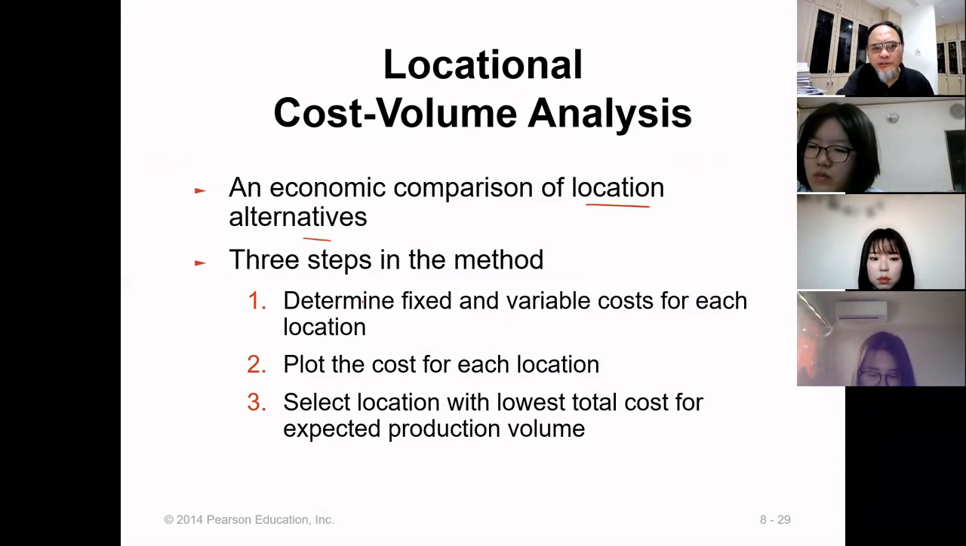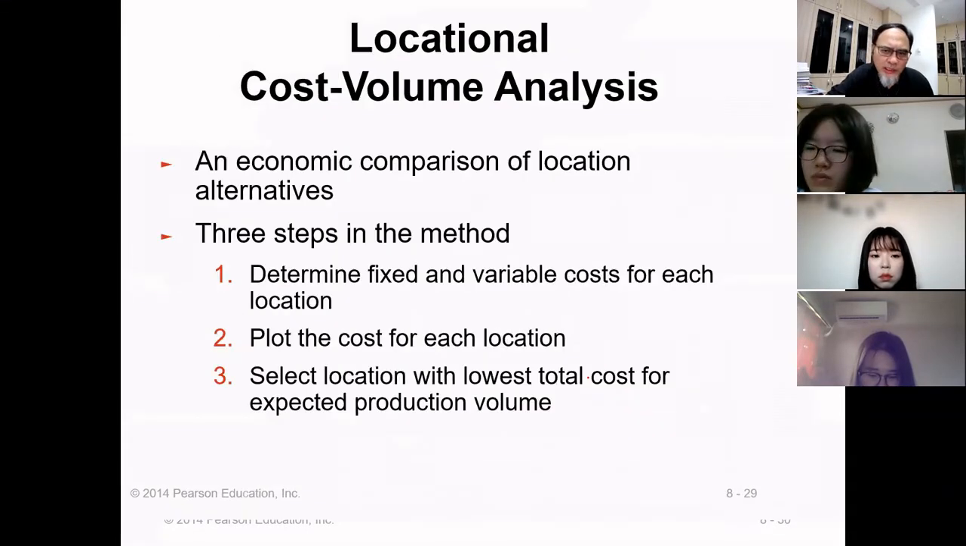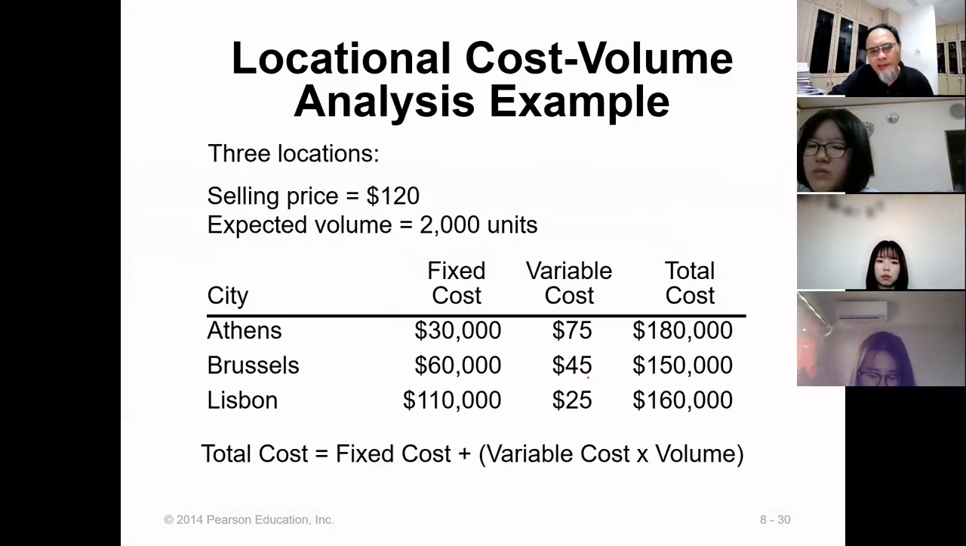So you need to follow these 3 steps: find the fixed and variable costs, then plot the cost for each location, and then select the location with the lowest cost for the expected volume. Similar to break-even analysis, even though it's called locational volume analysis. So you need the variable cost and fixed cost for all the locations.